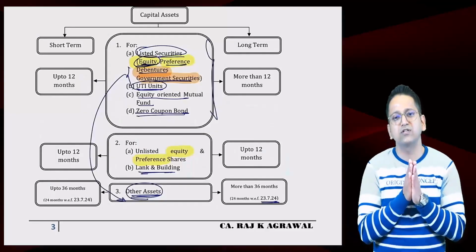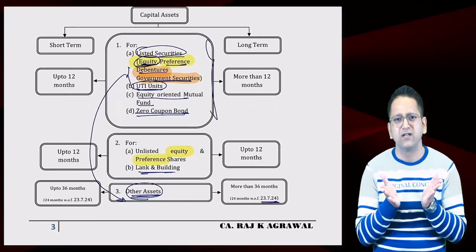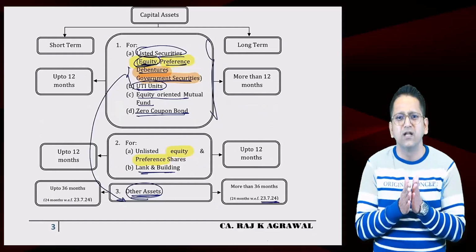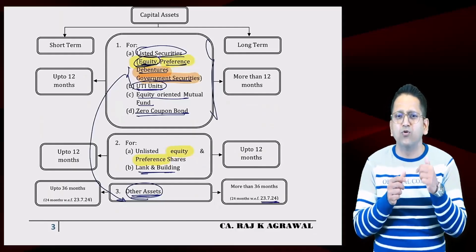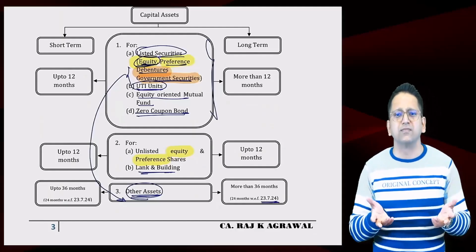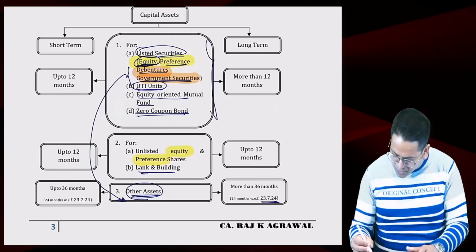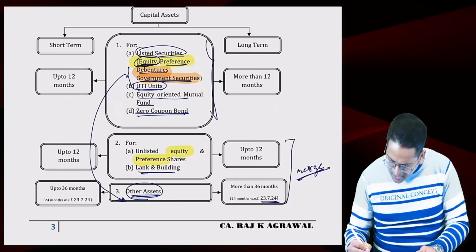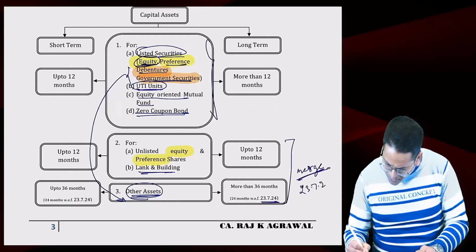If you sell jewelry on or after 23rd July 2024, then you will see 2 years. If the holding period is 2 years or more, then it is long term, otherwise it is short term. That means these two are getting merged. From when? These are merging from July 23, 2024.